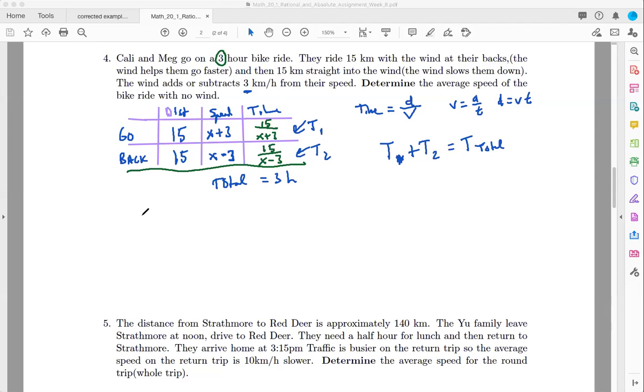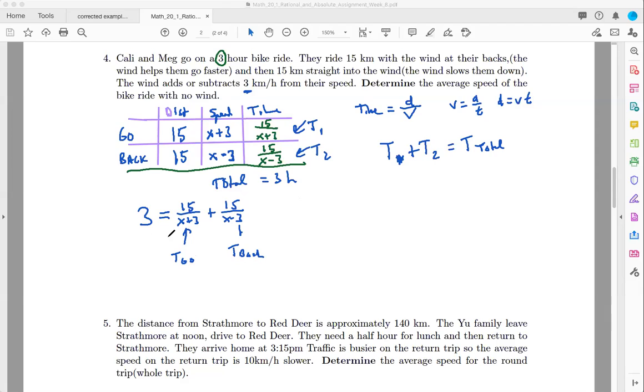So we can set up our equation now. We can say that the total time, which is 3 hours, is equal to 15 over x plus 3 plus 15 over x minus 3. This is the time on the go trip. This is the time on the back trip. So added together, that is their 3-hour bike ride.